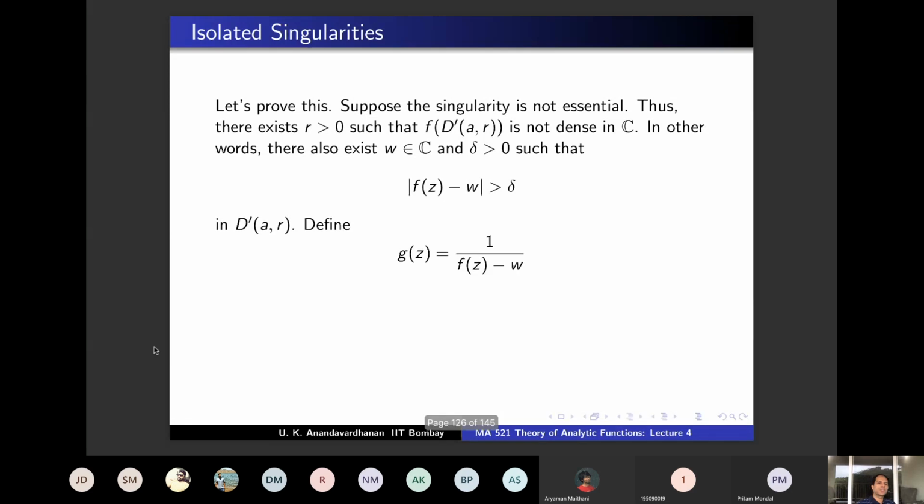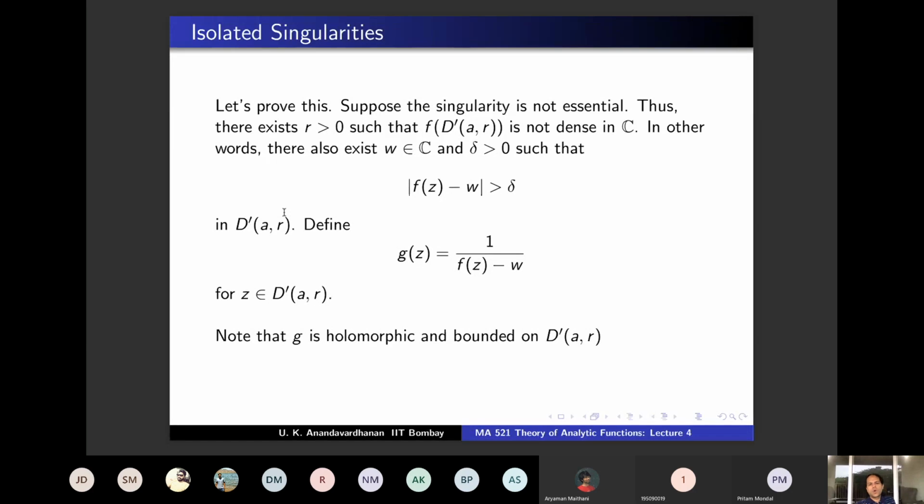Now you consider the reciprocal of this function, g(z) equal to 1 by f(z) minus w. This is well defined, no? Because f(z) minus w cannot be 0, since the modulus of f(z) minus w is bigger than delta throughout this deleted neighborhood. Therefore, this definition makes sense on the deleted neighborhood. For any z in D'(a,R), you can define g(z) to be 1 by f(z) minus w.